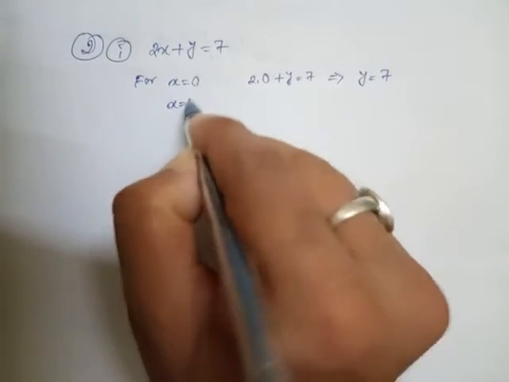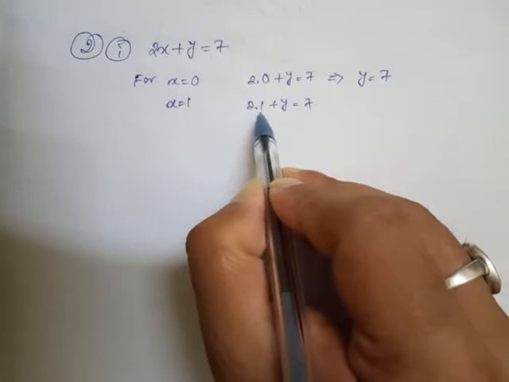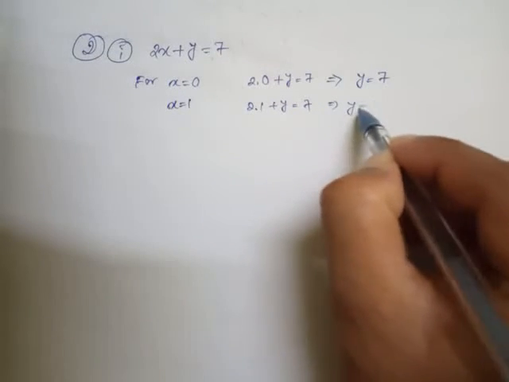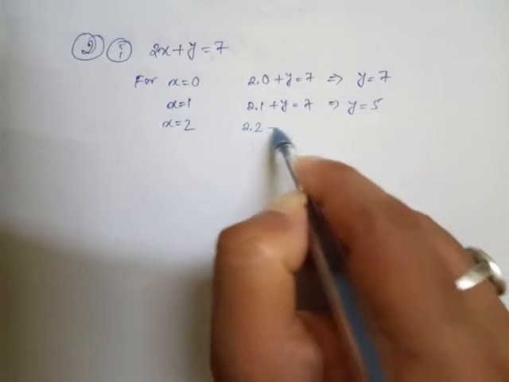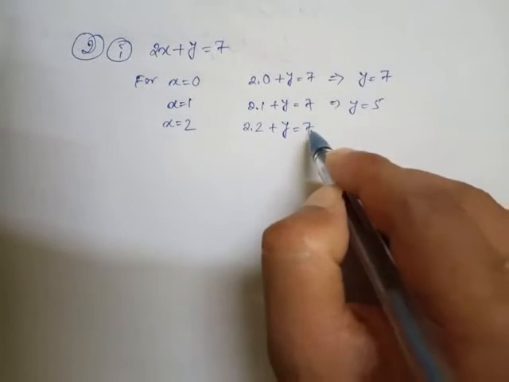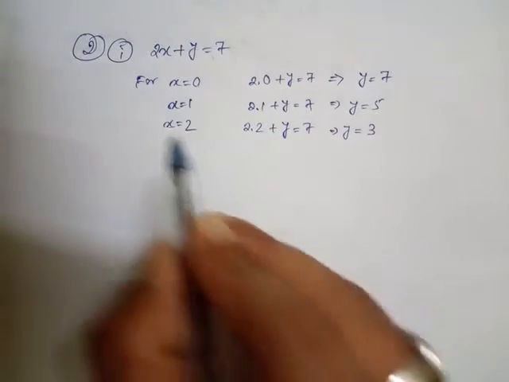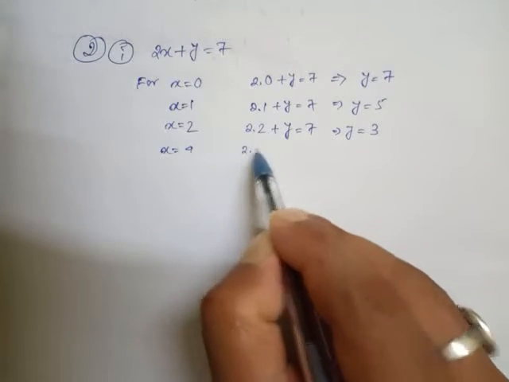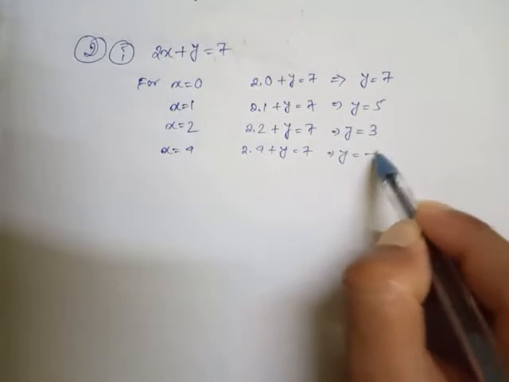Now put down x equal to 1. So 2 into 1 plus y equal to 7. So if it is 2, 2 will come down here, which means 7 minus 2. 7 minus 2 is 5, means y equal to 5. Now x equal to 2. So 2 into 2 plus y equal to 7. 2 times 2 is 4. 4 will come down here, become minus. 7 minus 4, which means 3. Last one, x equal to 4. 2 into 4 is 8 and there is 7. So 8 will come down here. So y equal to minus 1.